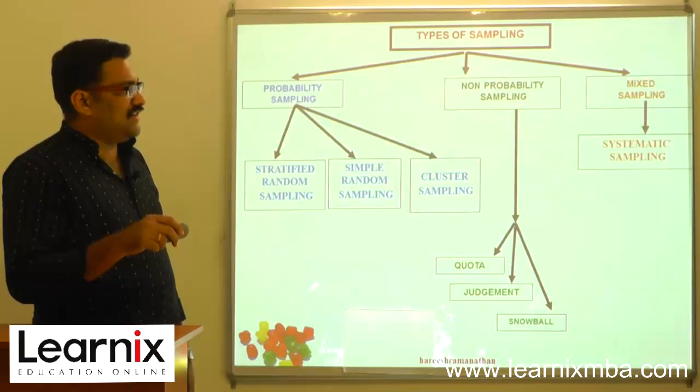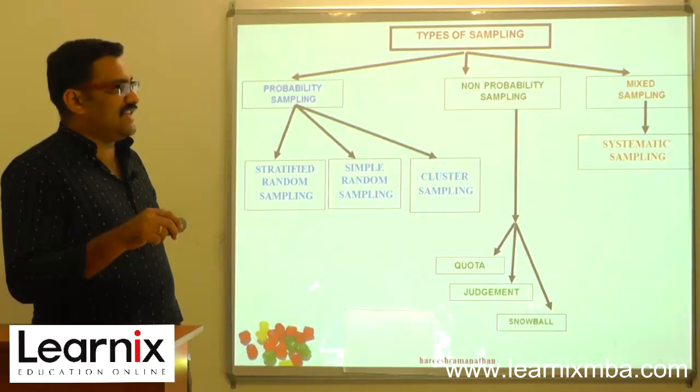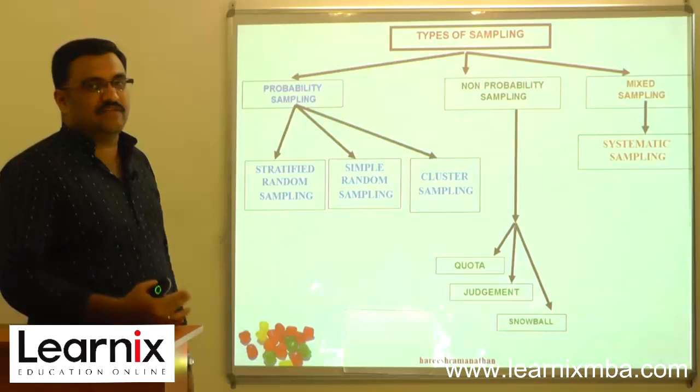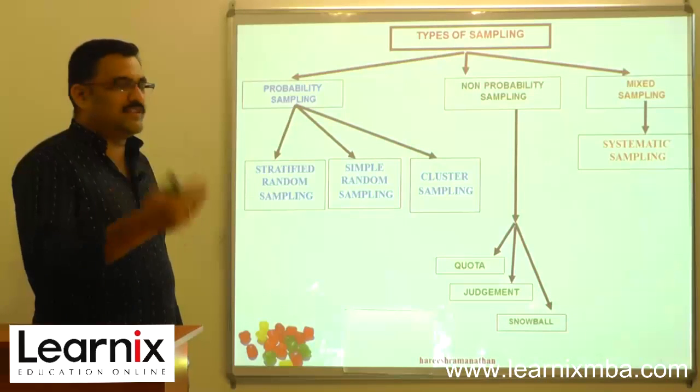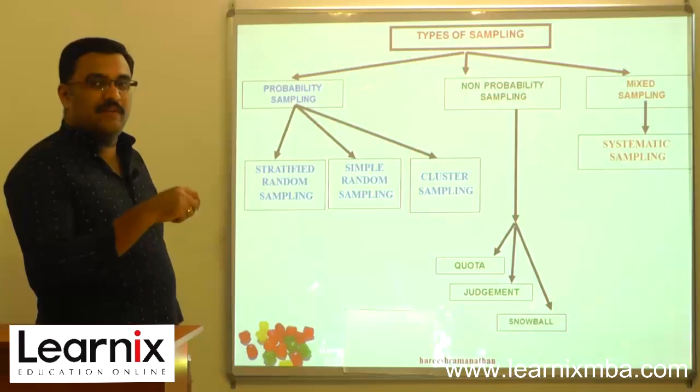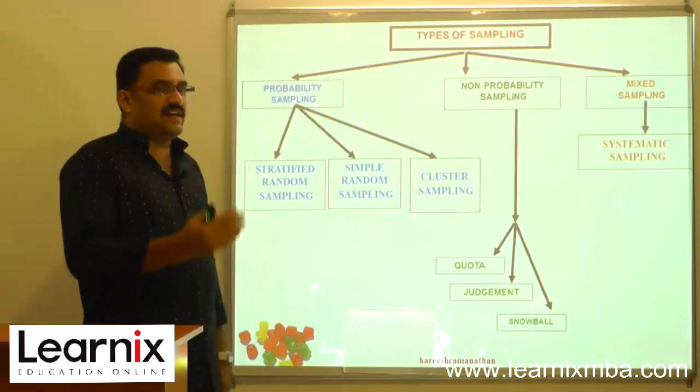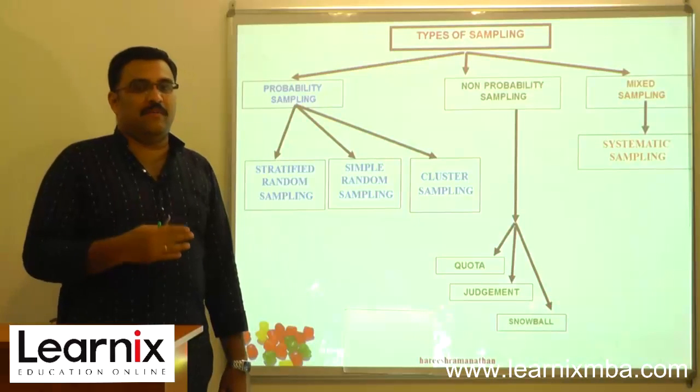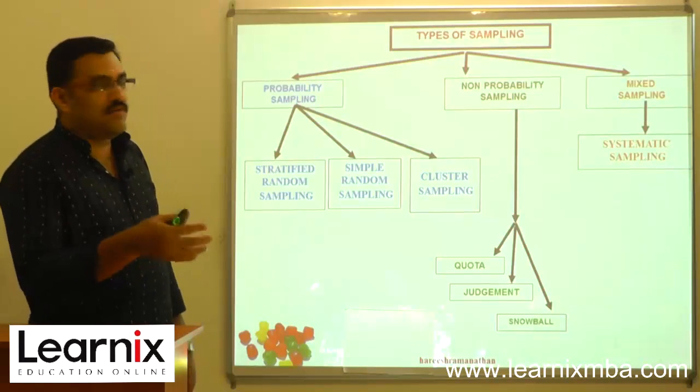And the mixed method is called systematic sampling, where different phases will be there. In the first phase the element of probability will be involved, and from the second phase onwards the probability element will be totally removed from that.